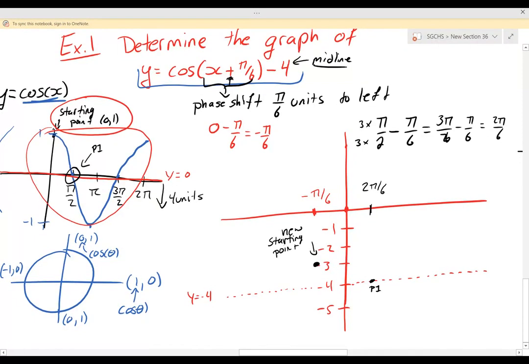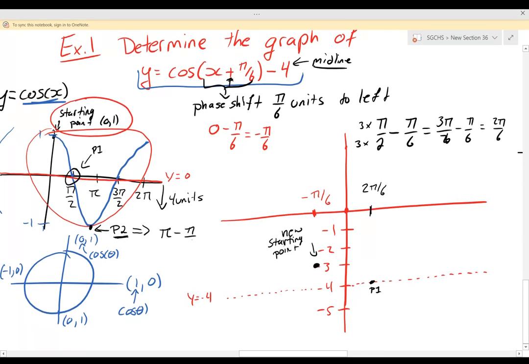Okay, and you can just keep repeating this method. This point, which is 0.2, where did that phase shift go? Well, it's going to be a minimum, so it's going to be found on the y equals -5 line because our amplitude is 1, okay? But where did this go? Well, 0.1, pi shifted pi over 6 units left.